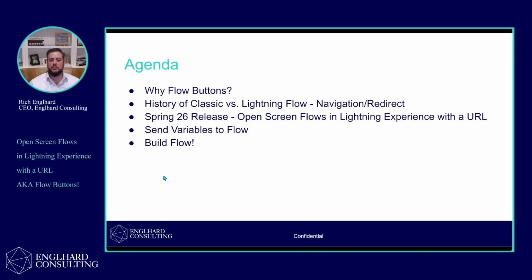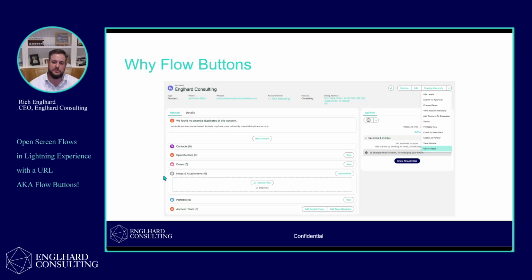So, what is our agenda? We're going to say why flow buttons, right? Why am I so excited about being able to launch a flow from a URL? We'll talk about that. We're going to go into the history, classic versus lightning flows, and why that matters with navigation and redirection. Then we're going to look at the Spring 26 release, what it includes, how to send variables to the flow in the URL, and then we're going to go ahead and build the flow.